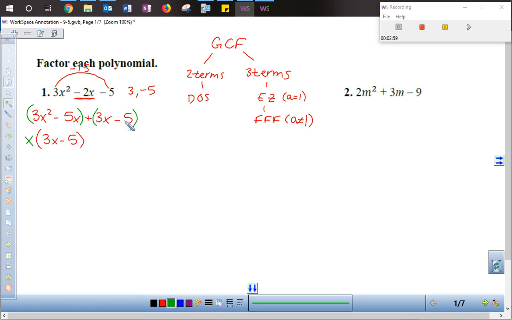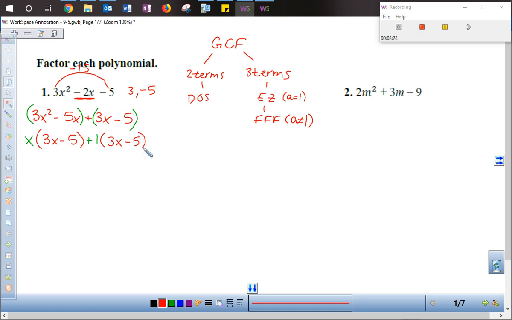Now for my second binomial, 3 and 5 don't have a GCF, and my first term has an x, but my second term doesn't, so I can't take out a variable. If you'll remember, that means we really need to factor out a 1, because when I factor out the 1, that helps me with what I have left, but it doesn't affect the binomial. Now let's see what I have left. 3x divided by 1 is 3x, and negative 5 divided by 1 is negative 5.